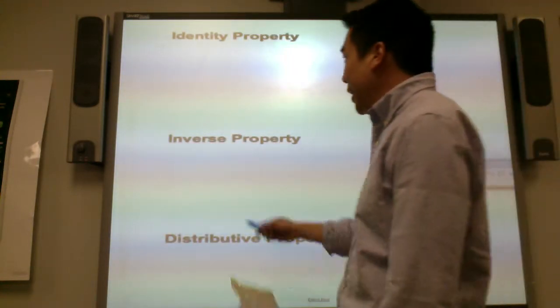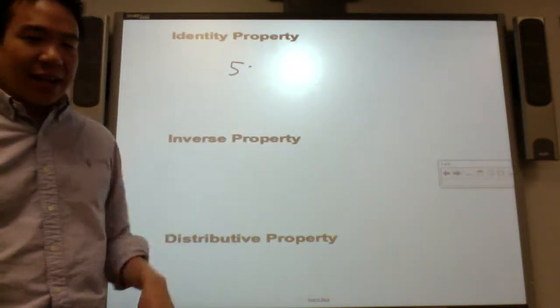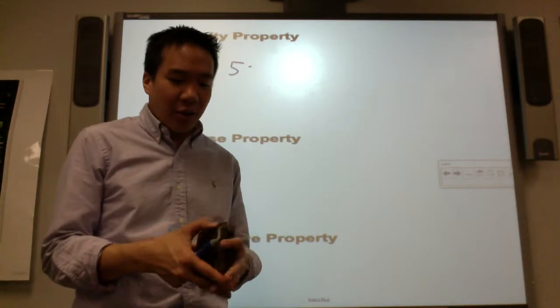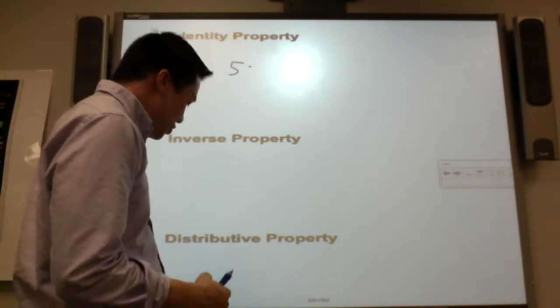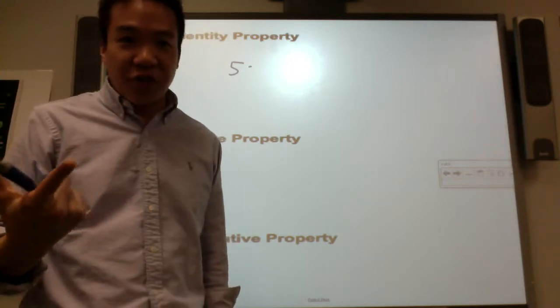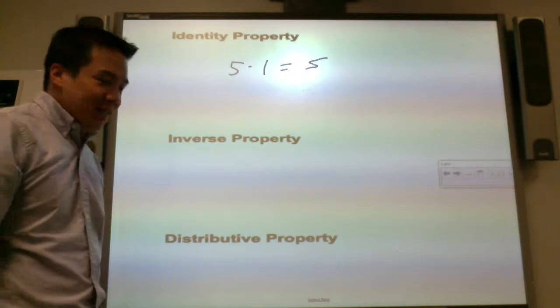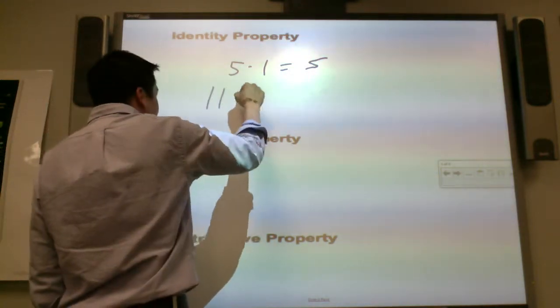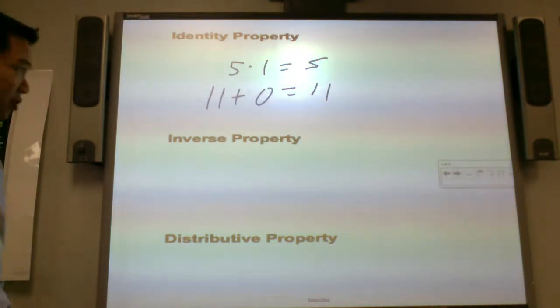The identity property is where you get the exact same response. Same identity. Like when you get to 16 or older, you're all going to have an identity card, and an identity card is a picture of yourself. So 5 times 1 is 5. Same identity. 11 plus 0 is 11. Same identity. It didn't change.